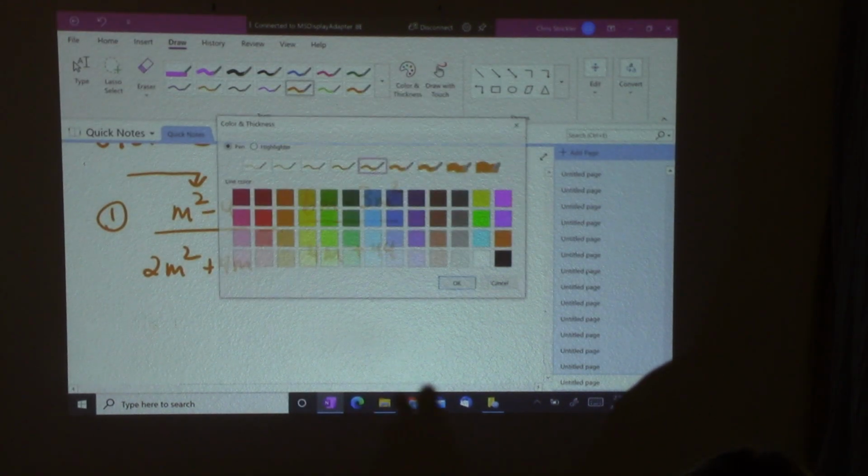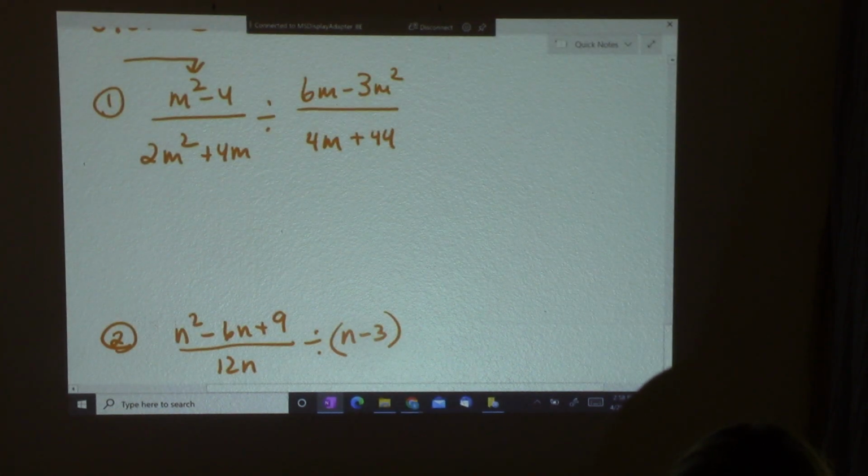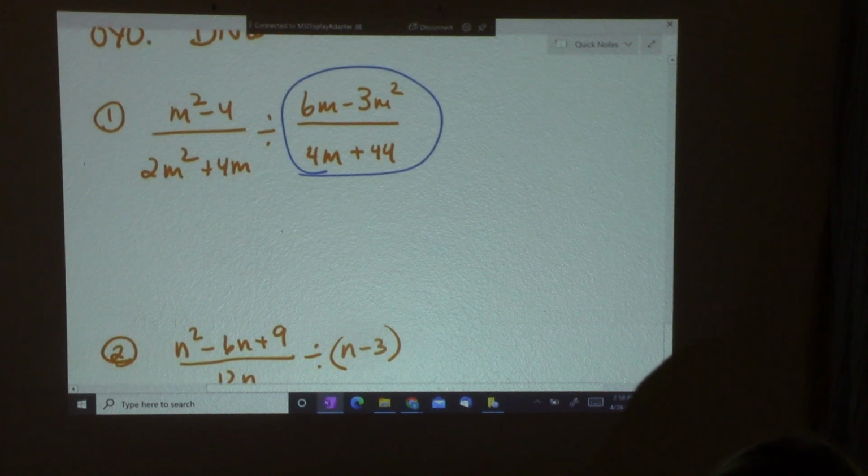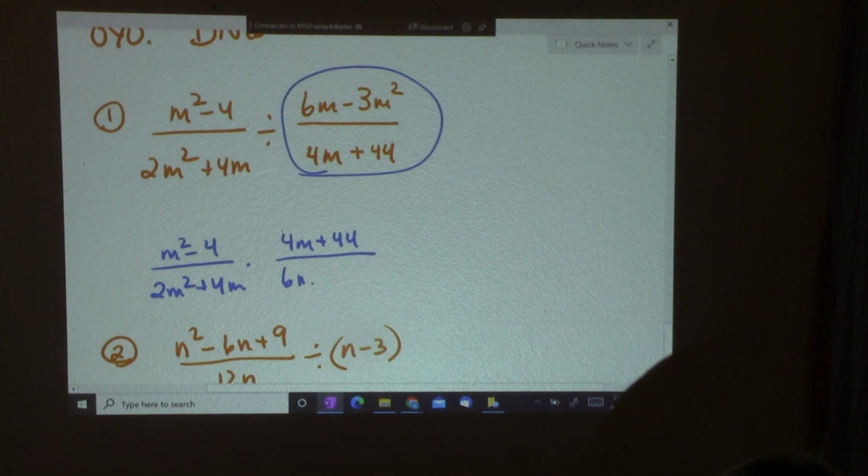Okay, I hope you're back and you had some success with these. We'll find out. So, I'm going to flip this whole term, so I end up with m squared minus 4 over 2m squared plus 4m times 4m plus 44 over 6m minus 3m squared. Okay, so now let's write it all next to each other.